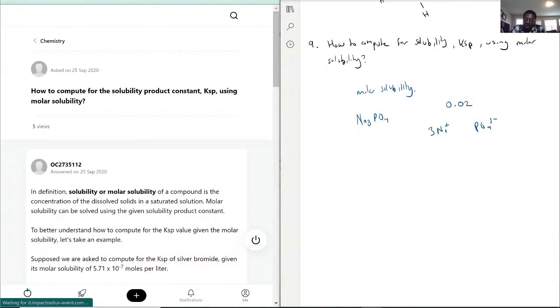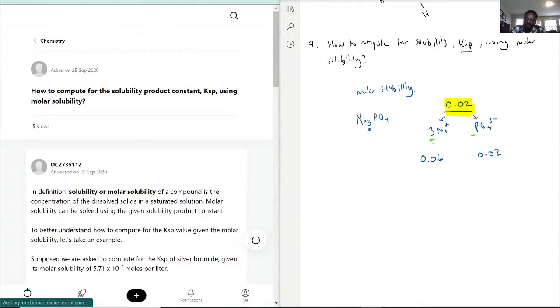Now this is the part that's important and tricky: we don't just use this value, we base that value on the coefficients. Because what we're really saying is that for every Na3PO4, this is the amount that dissolves in water, but that means the amount dissolved is going to produce 3 times that amount of Na+ ions, because that's the coefficient. So really we'd have 0.06 here, and the PO4 has a coefficient of 1, so 0.02 still.